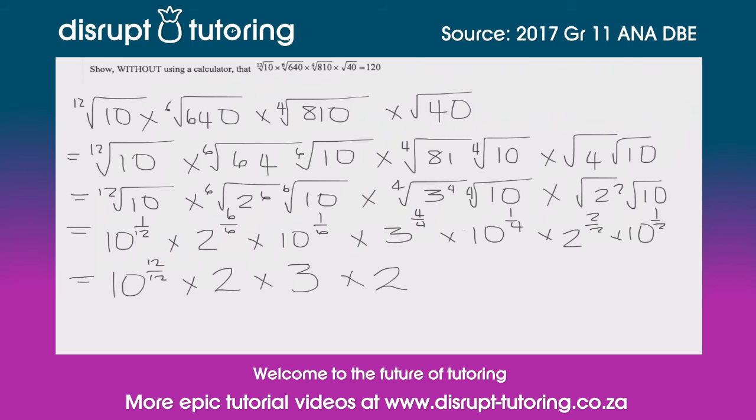Okay, fantastic. That then gives us 10 to the power of 1, because those 12s simplified is 1, times 2 times 3 times 2. So we have 2 times 3 gives us 6, times 2 gives us 12, 10 times 12 gives us 120. So without the use of a calculator, we were able to show, using our rules of exponents, how to get to 120 using the very complicated looking expression that they gave us. Nicely done. Very, very well earned 4 marks.